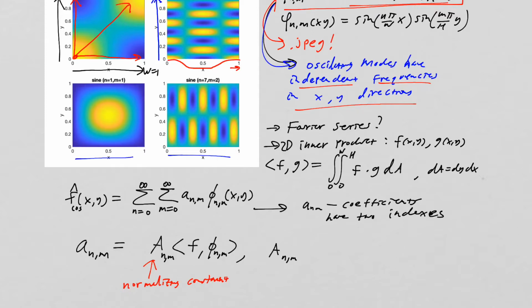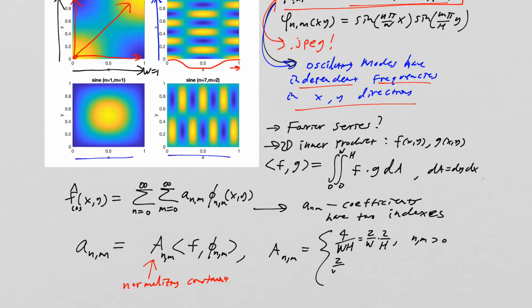A n m is going to have three different cases here. One is the standard case, where we're going to have 4 over width times height. Another way you can look at that is actually 2 over w times 2 over h. And we can see that that's a familiar constant that we've seen from cosine and sine Fourier series in one dimension. And that's for when n and m are both positive.